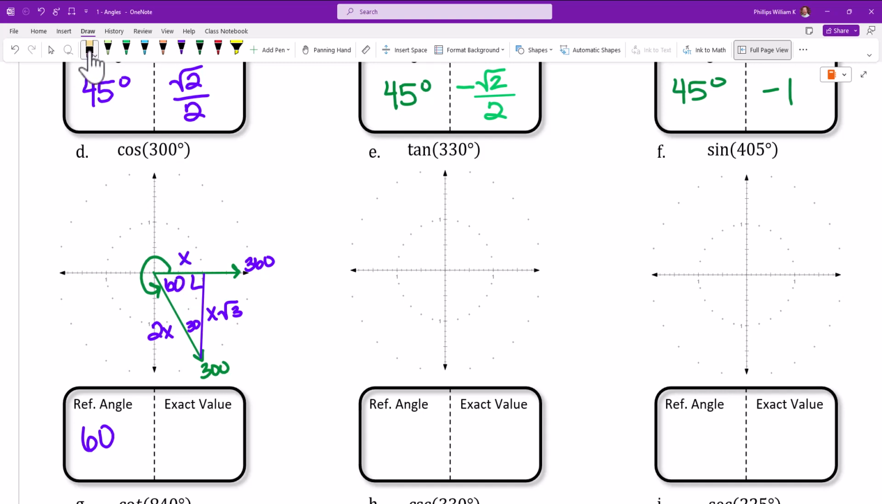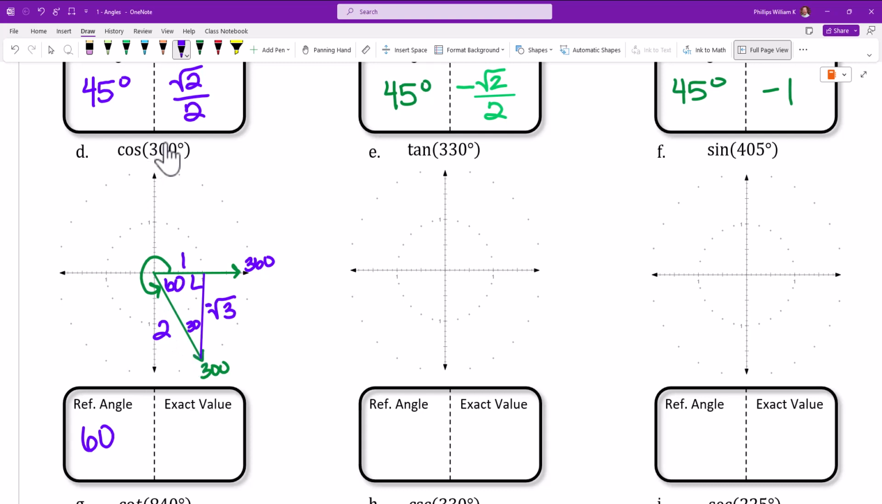We want x to be the easiest number possible. So we are going to make x 1. So here, this is 1. This is root 3 because 1 times root 3 is just root 3. And this is 2. And now pay attention to where we are. This is quadrant 4. So x's are positive, y's are negative. Is the hypotenuse negative? No. This is a distance with this triangle. Distance is never negative.